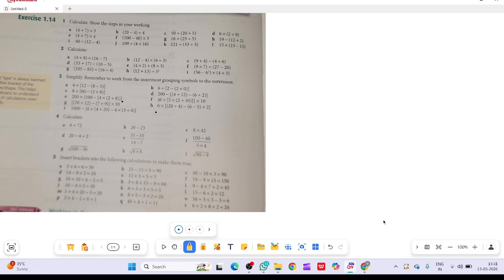Hello students. So today we are going to learn a new topic known as BODMAS. Do you all know what BODMAS is? Many of you know what BODMAS is. So let us start. BODMAS.